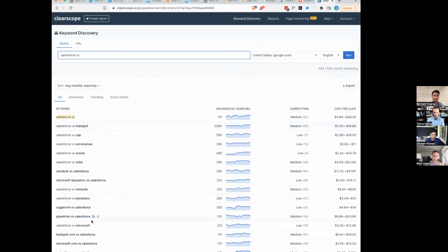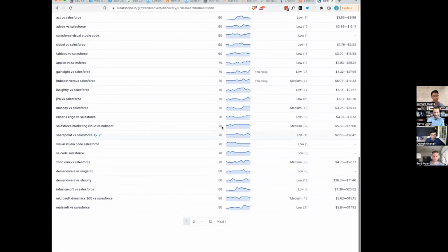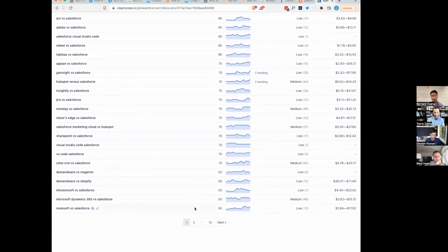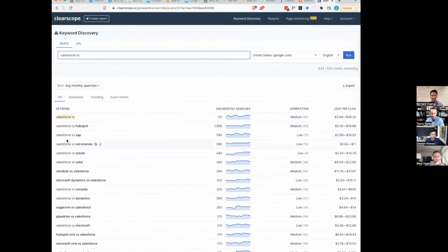Oh, look, Benji, Pipedrive actually is here. But look at the difference. This is Salesforce HubSpot at 1900. But even if you're some random one down here, like MuleSoft, much love to MuleSoft, at 50 searches in the comparison, it'll be like nothing. So what we'll do is say, oh, this is interesting, let's do Salesforce versus HubSpot versus MuleSoft. I call that crashing the party. You're just like, hey guys, I brought beer.